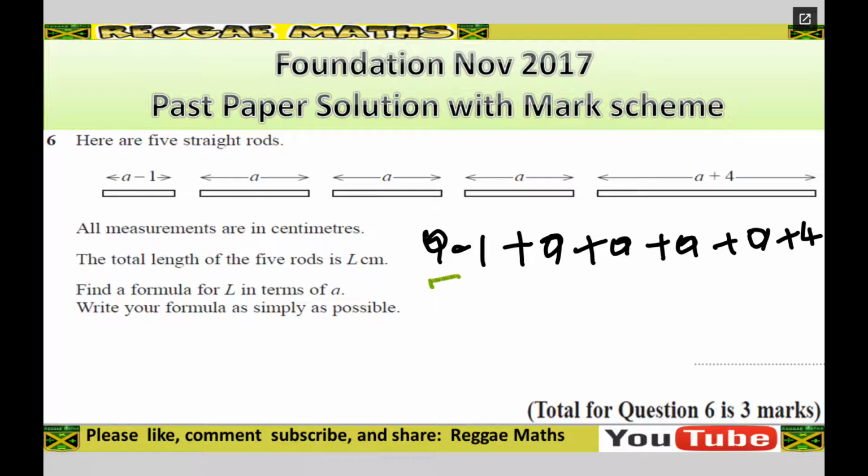So we got a plus a plus a plus a plus a. So you got 1, 2, 3, 4, 5a. Right, now you also got minus 1 plus 4. Like terms, minus 1 plus 4. So that is 3. Okay. So L equals 5a plus 3.